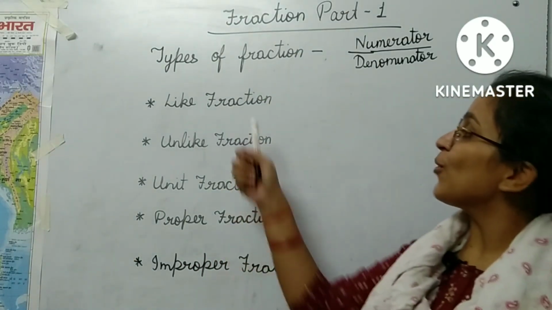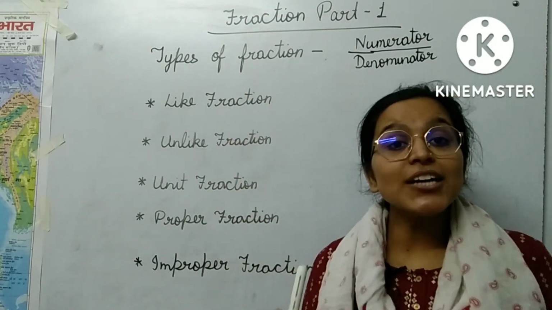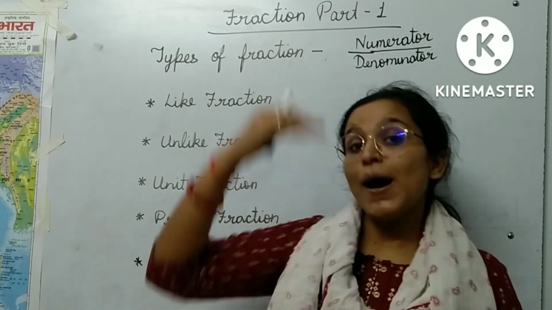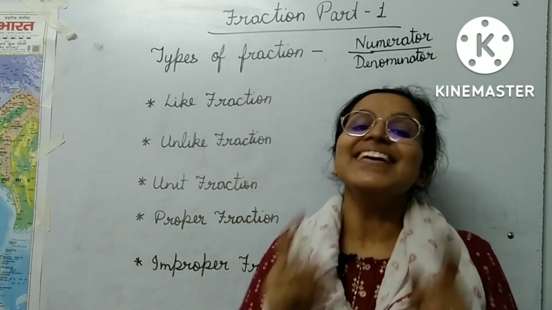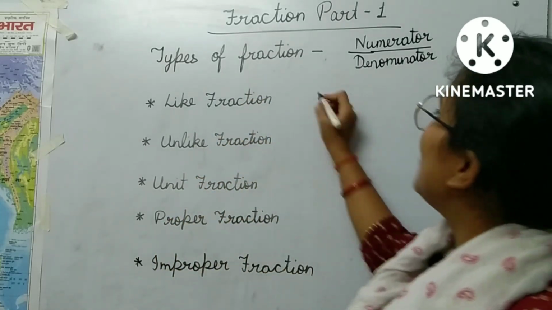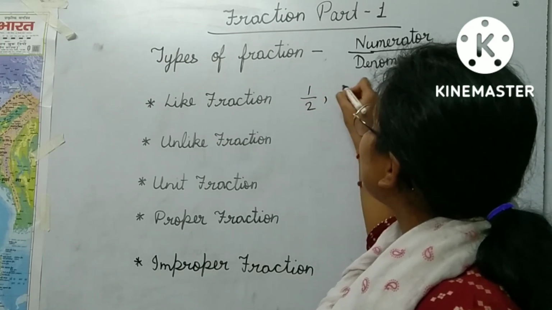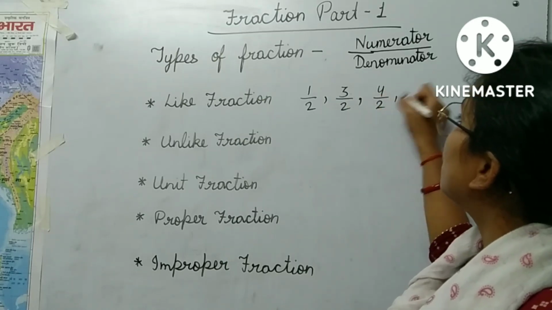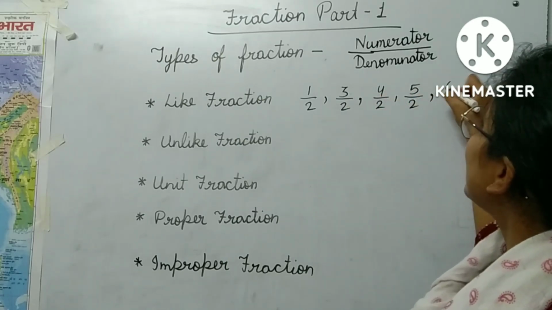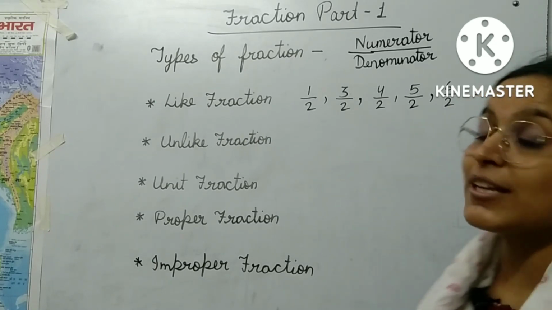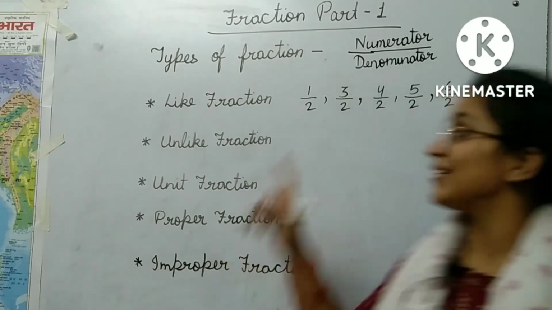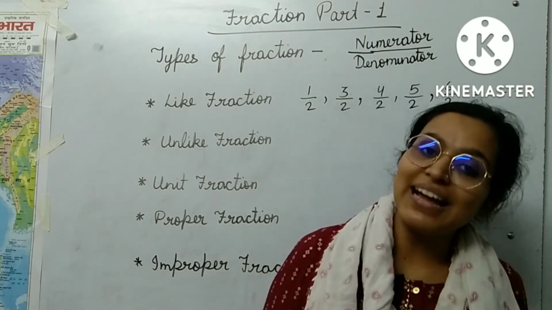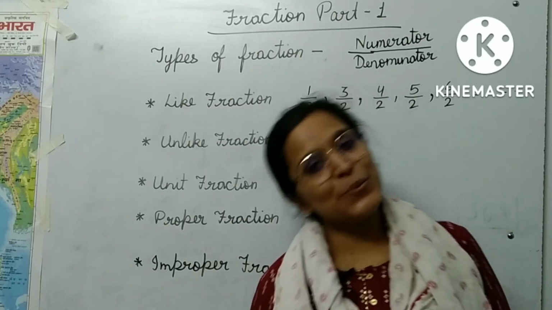Now, what is like fraction? Fractions which have the same denominator. Denominator means what? The upside number or the downside number? Yes, the downside number. When the downside numbers are the same, like suppose here I am writing 1 by 2, 3 by 2, 4 by 2, 5 by 2, all of them have the same denominator. The downside number is the same, so these fractions are like fractions. Is it clear? Very good.